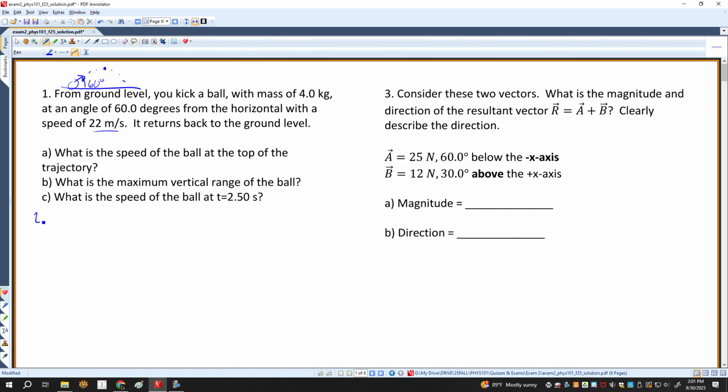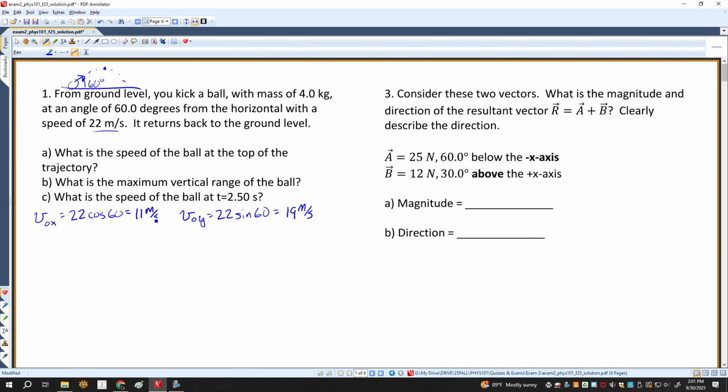First, let's just find v naught x and v naught y. I like to do this right off. V naught x is going to be 22 cosine 60, and then v naught y is equal to 22 sine of 60. So these are 11 and 19 meters per second.